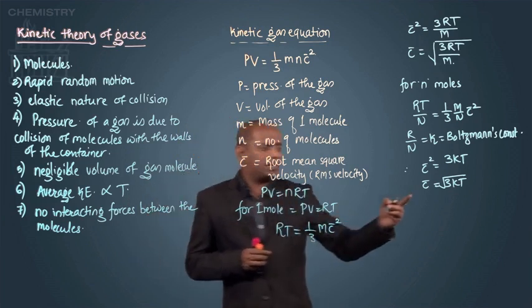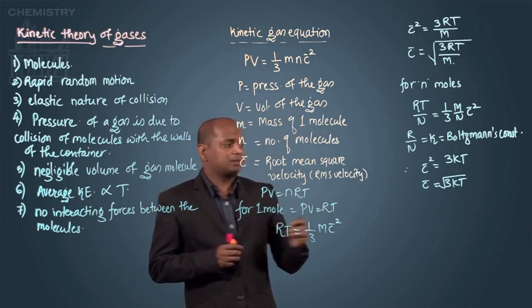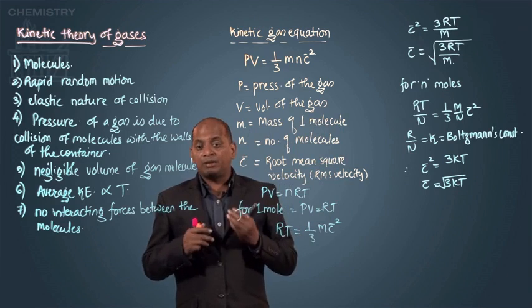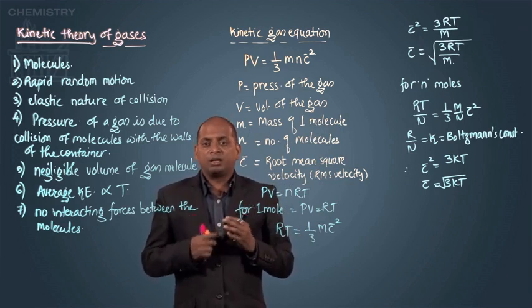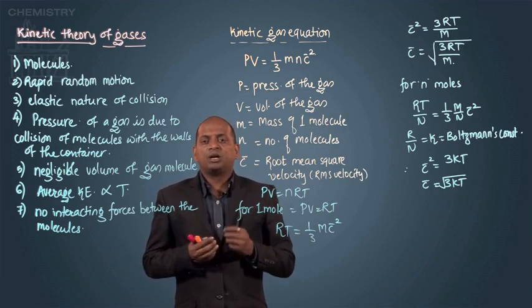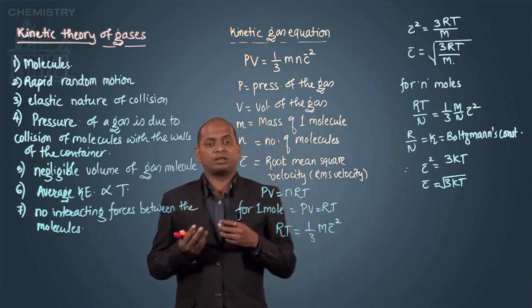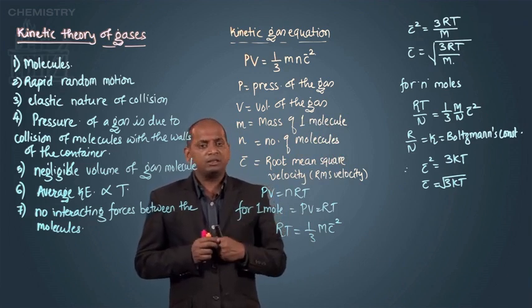Now, besides root mean square velocity, are there any other kinds of velocities? Why are we considering only RMS velocity? What about average velocity? If the velocities of the gas molecules are different, there must be an average velocity. What is the relation between RMS velocity and average velocity, or is any other type of velocity present or not? All that we have to discuss, and we'll see that in the next session.